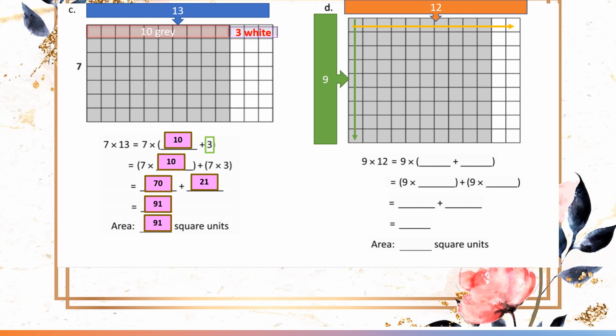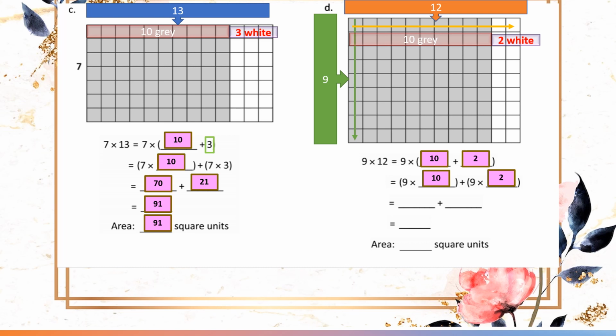So what's the width of the gray section? If you said 10, you're correct. The width of the gray section is 10 units. And what's the width of the white section? 2. The width of the white section is 2 units. So we're breaking that 12 apart into a 10 and a 2. And that gives us 2 new smaller equations. Should make it easier to solve. So now we have 9 times 10 plus 9 times 2.